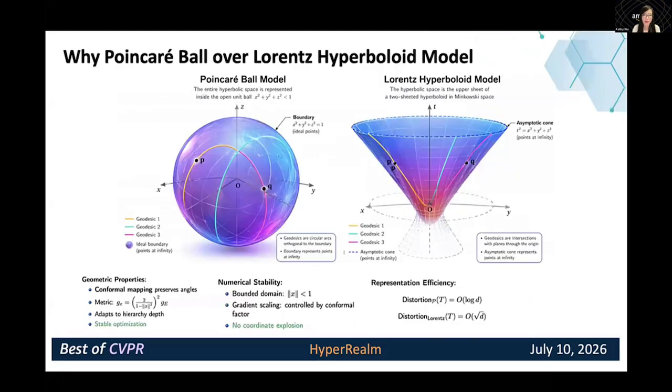We might wonder why the Poincaré ball. So there are 3 advantages of the Poincaré ball over the Lorentz model. The first is representation capability, and the second is numerical stability, and the third is geometry properties. It has more stable optimization, better gradient flow, and a smoother loss landscape. Our empirical results confirm this, and we consistently outperform MERU across hierarchical retrieval tasks, validating that this theoretical advantage translates to practical benefits.